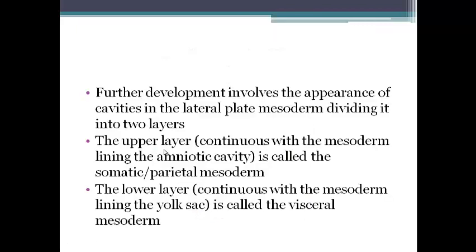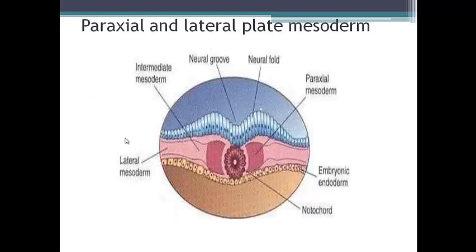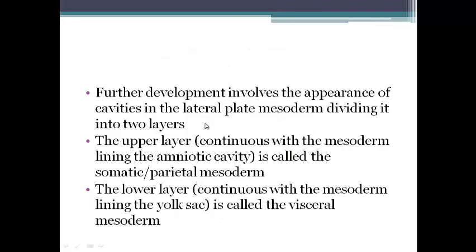Okay, with further development, so now we have the mesoderm divided into 3 parts. Now, with further development, we have the appearance of cavities within the lateral plate. If you remember, if we go back to the picture, notice here how the lateral plate mesoderm is a single layer at this point. But once the cavities appear within the lateral plate mesoderm, it's going to be divided into 2 layers.